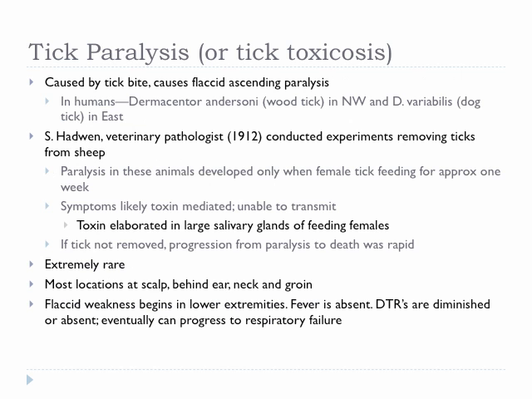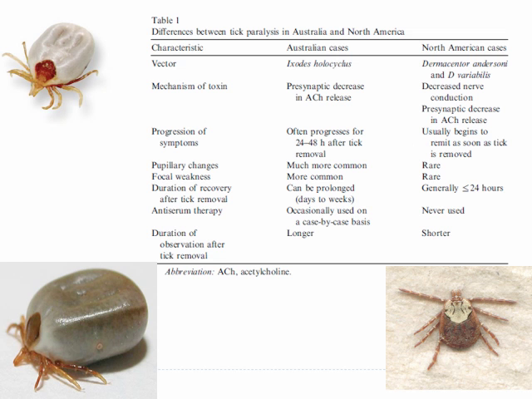Extremely rare. Most locations are at the scalp, behind the ear, neck, and groin. Flaccid weakness begins in the lower extremities. Fever is almost universally absent. DTRs are diminished and can progress to respiratory failure if the tick is not removed. Cases are also in Australia. Here you have the Australian tick, and here you have the American tick. It happens by a decrease in acetylcholine release from the presynaptic areas. With the North American cases, if the tick is removed, improvement is within 24 hours. With Australian cases, the improvement takes a couple more days.